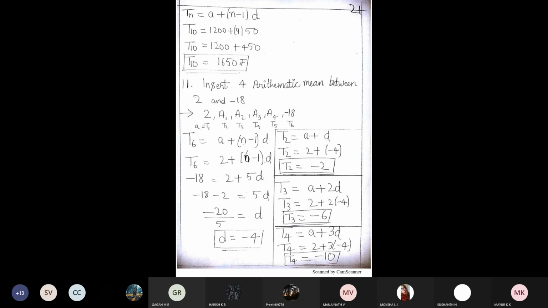We get, write down this, 2 and minus 18, they say. 2, first arithmetic mean we can take A1, second arithmetic mean A2, third arithmetic mean A3, and then fourth arithmetic mean A4, and then minus 18. This is how exactly you need to start. And there you say A is equal to first term, A is equal to T1, that is equal to 2.